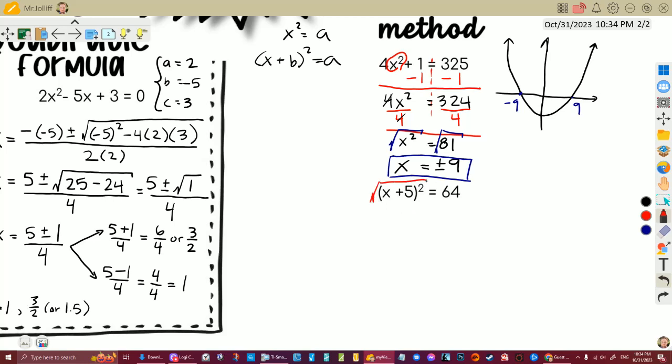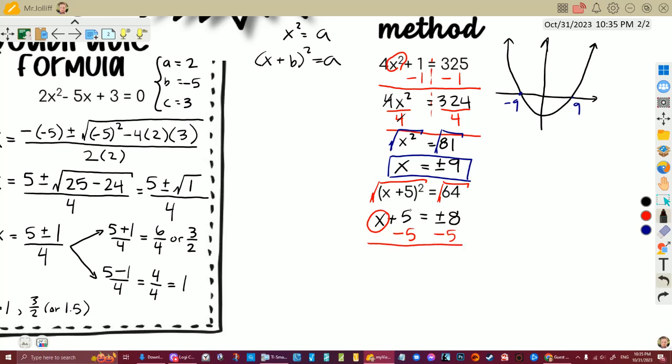Let's take a square root of both sides. And we know that square root undoes the square, so we get x plus 5 equals. And on the other side, we get a plus or minus. And I'm pretty sure the square root of 64 is 8, but I am a little sick, so please check my math. And then from here, we want to get x by itself. So we need to undo that plus 5. We're going to subtract 5 from both sides.